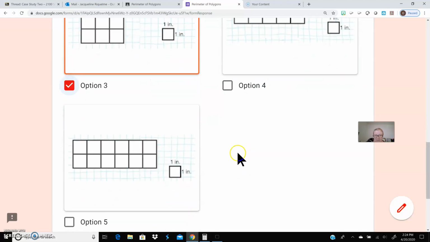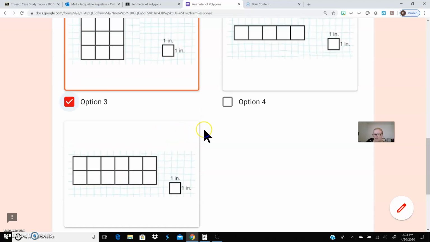Let's look at, let me do this one first. I've got 1, 2, 3, 4, 5, 6, 6 on the top. Okay. So I know there's going to be 6 on the top. I know there's going to be 6 on the bottom. Let's count this side. 1, 2, 1, 2. So this one's going to be 6 plus 6 plus 2 plus 2. Well, that can't be right because 6 and 6 is 12 plus 4 more is 16. So it can't be 5.